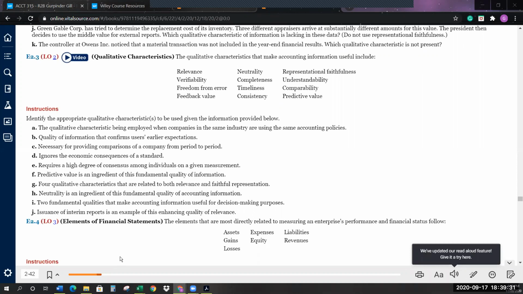Two fundamental qualities that make accounting information useful for decision makers. Relevance and representational faithfulness. Perfect. So your information has to be relevant. If there is anything that is not relevant, we are not going to report it. We as accountants need to make sure that any information that is relevant is included in the financial statement.